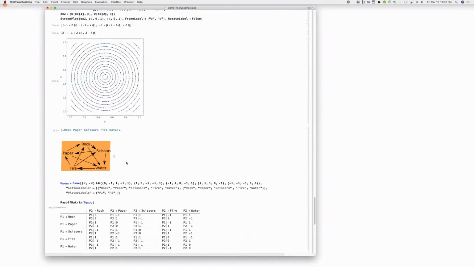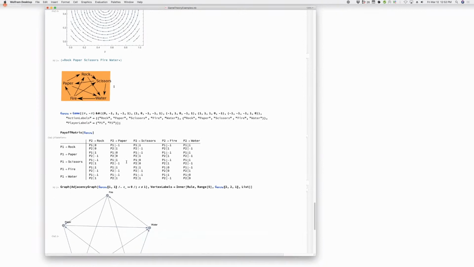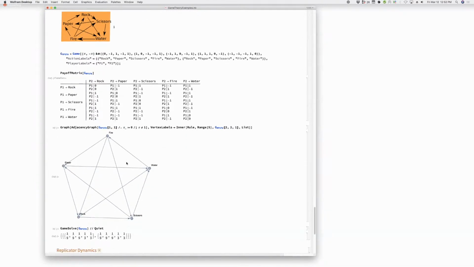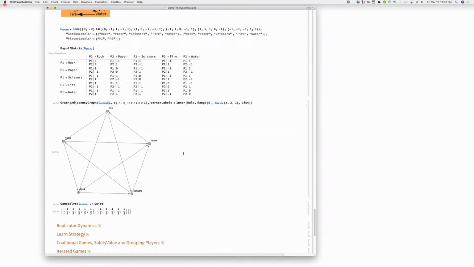Okay, and here I just wanted to show again another game. This is called Rock, Paper, Scissors, Fire, Water. It has a non-trivial equilibrium. It has one Nash equilibrium, a mixed one, where you should choose rock, paper, scissors with probability 1/9, and then fire, water with probability 1/3. Okay, I get it. I can read that.